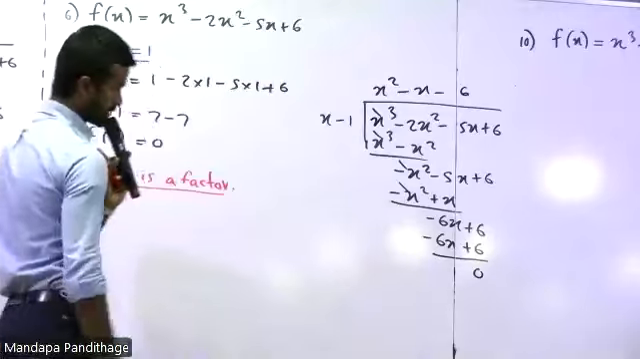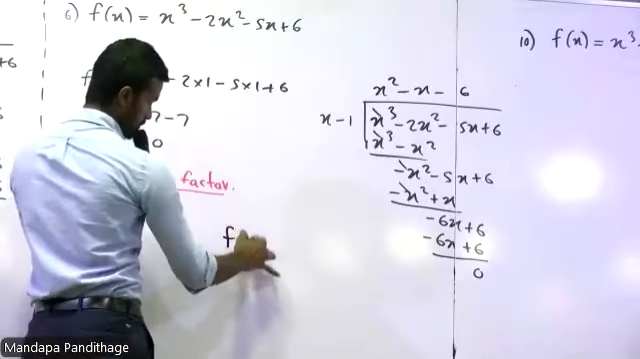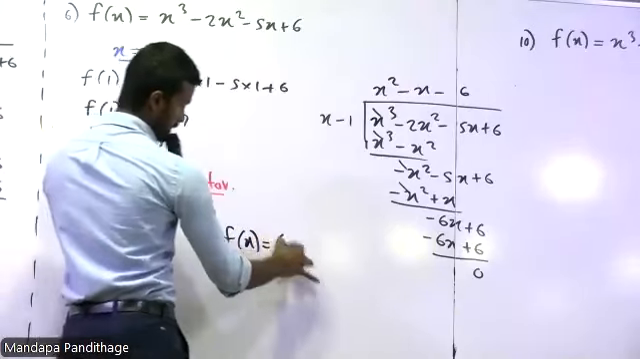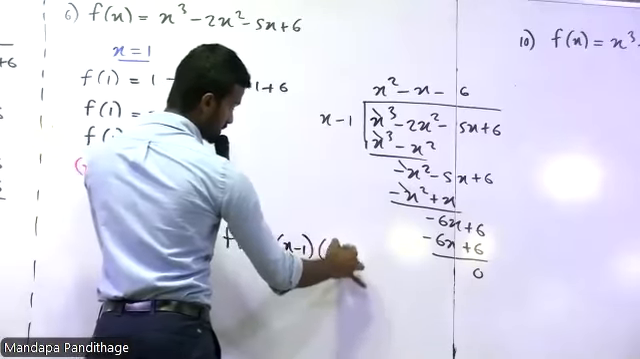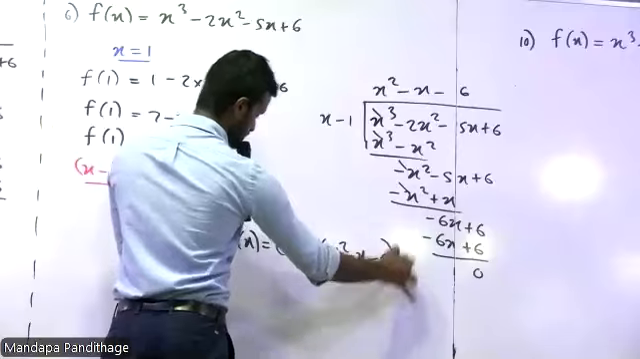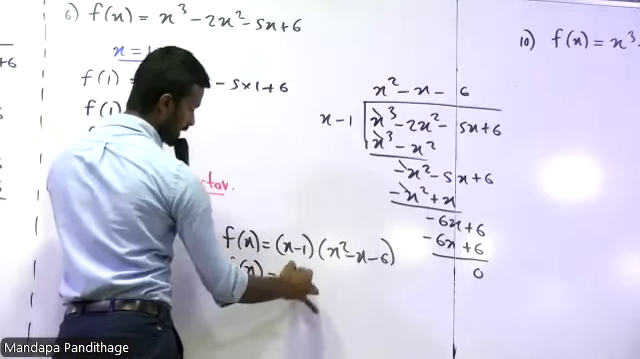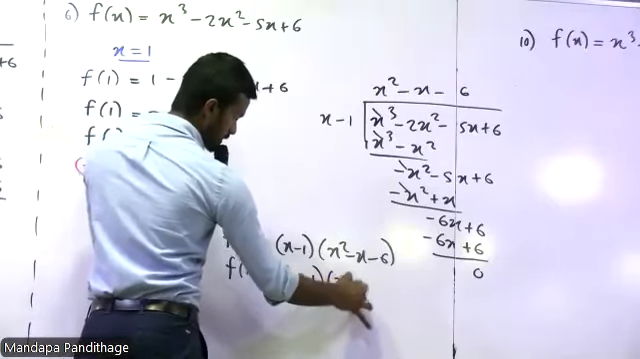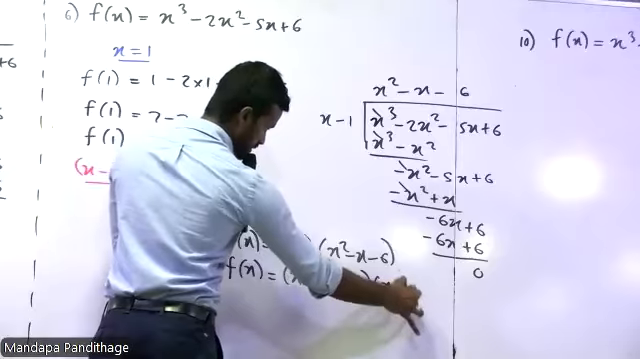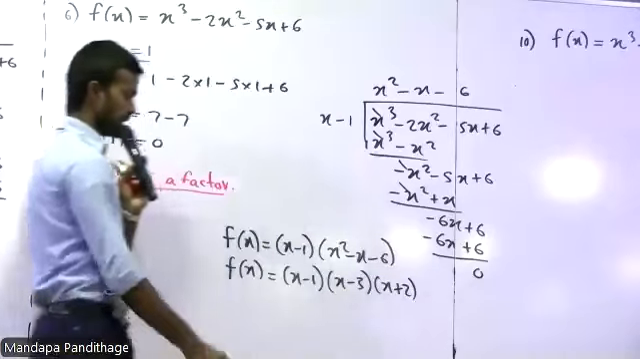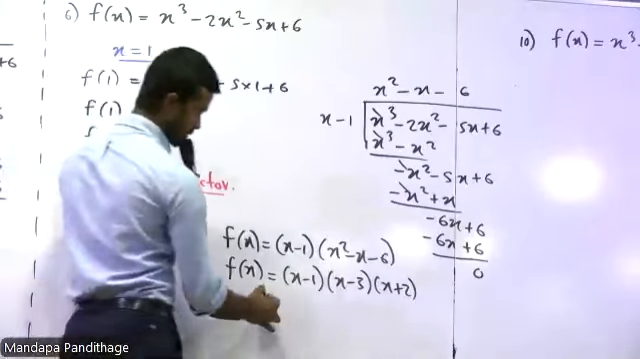And then what are the two factors? It's f(x) equals x minus 1 times x squared minus x minus 6. If you can further factorize the quadratic factor, do it. So what are the two factors here? x minus 3 and x plus 2.